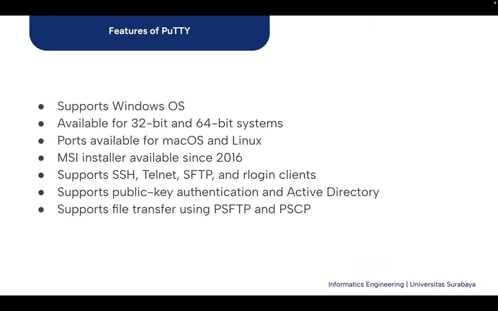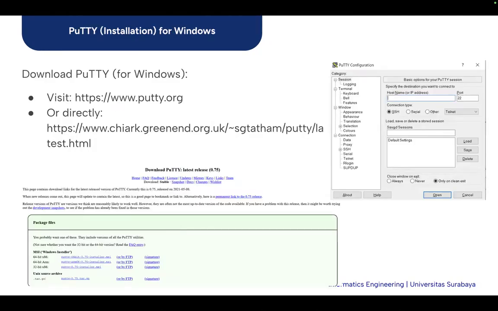And then an MSI installer has been available since 2016. It supports SSH, Telnet, SFTP, and rlogin clients. It also supports public key authentication and Active Directory. It supports file transfer using PSFTP and PSCP also. So there are several features of PuTTY. And this is how you install PuTTY for Windows. You can download the PuTTY installation by visiting www.putty.org, or directly you can use this link on the shark.greenend site. It is the download page.